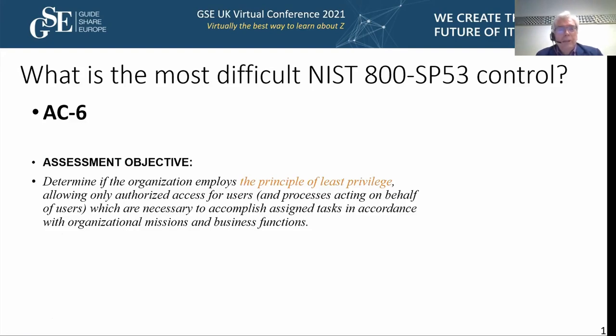Now I want to spend some time on what I think people find the most difficult control. So the most difficult control is the AC6 from NIST 800-53. That's about the principle of least privilege. Allow only authorized access necessary to accomplish assigned tasks in accordance with the business functions and so on. So how do you automate checking for that?